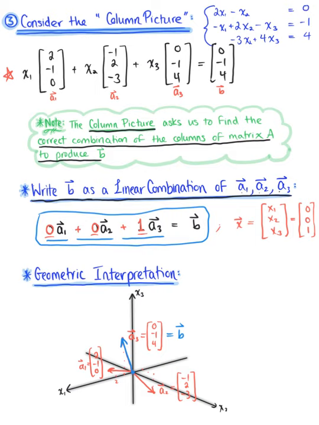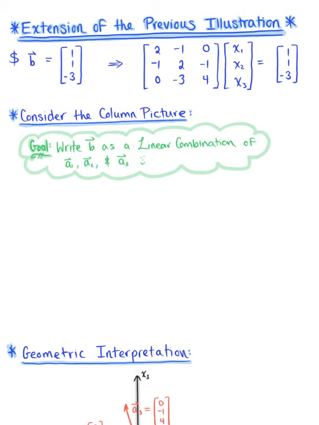Now, this example is all well and good, but what about if we spice it up a little bit? So here we go, we're living on the edge. Let's consider an extension of the previous illustration in R3. But this time, let's suppose that vector B is now the vector 1, 1, negative 3. So the only part of the matrix equation that changes is the constant vector. We still have the same coefficient matrix, matrix A, times this unknown vector x in R3, and this is equal to the new vector B.